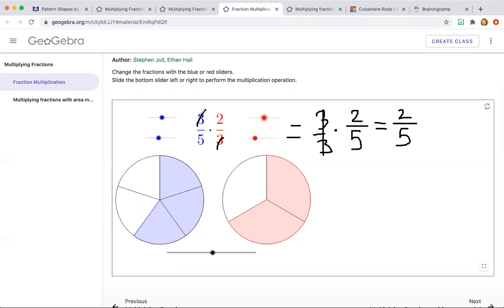Again, or you can multiply across the top. 3 times 2 is 6. 5 times 3 is 15, and we get 6/15. But what do you think is going to happen? When we did 1/3 of these 3/5, it was 1/5. So what's 2/3 going to be?